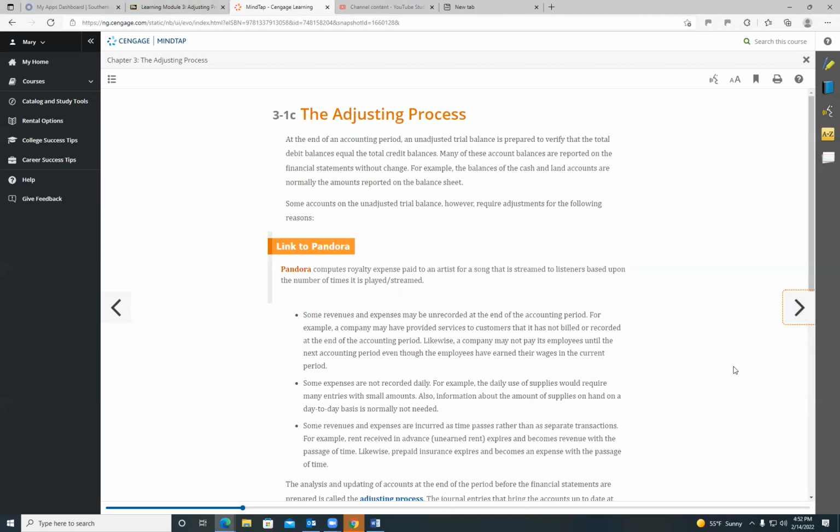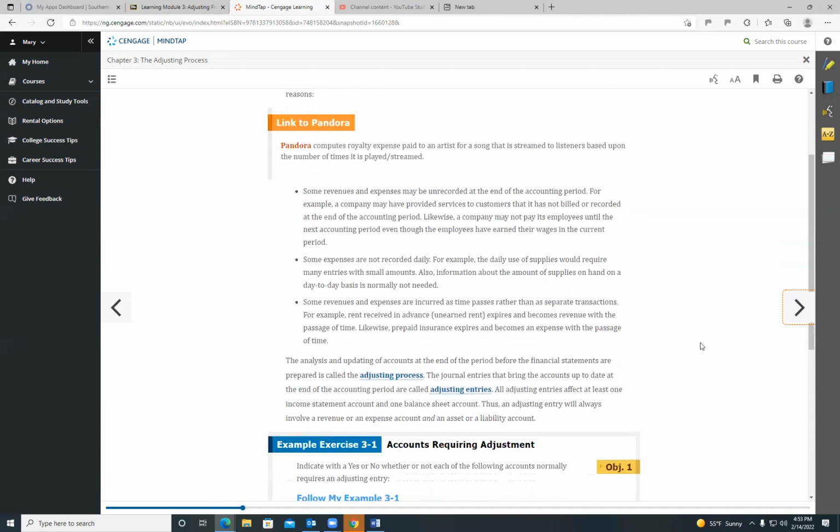For example, the balances of the cash and the land accounts normally are not adjusted. And those amounts are reported on the balance sheet, and they don't normally need to be adjusted. But some accounts on the unadjusted trial balance do require adjusting for some specific reasons.